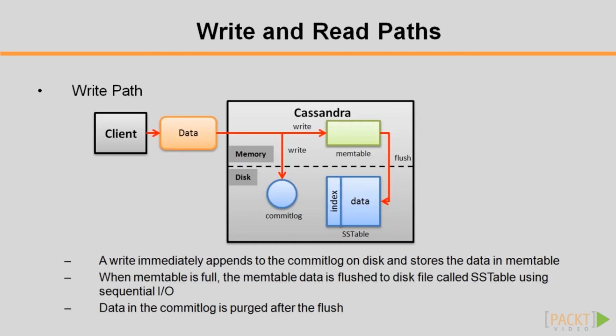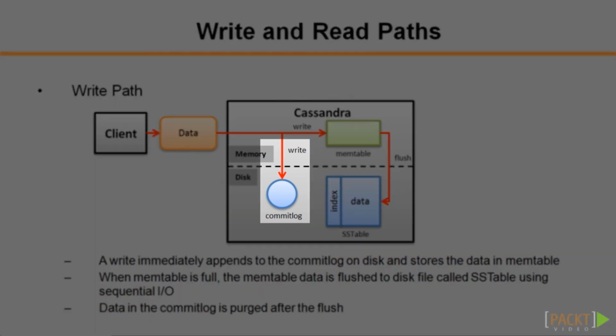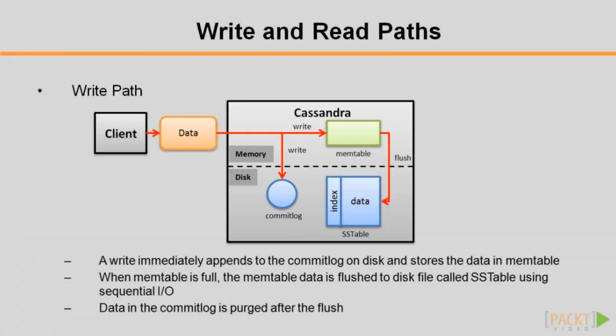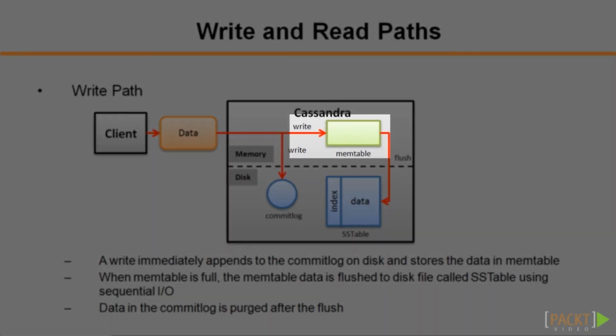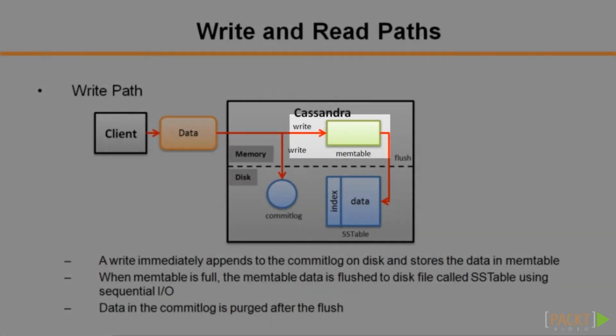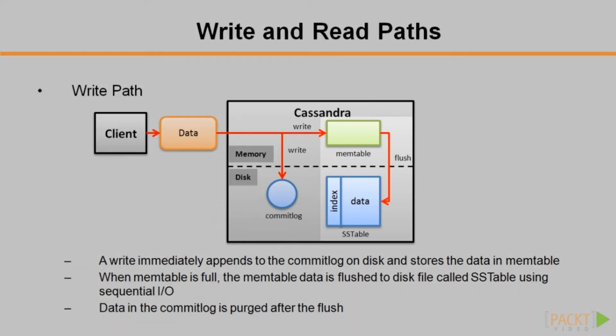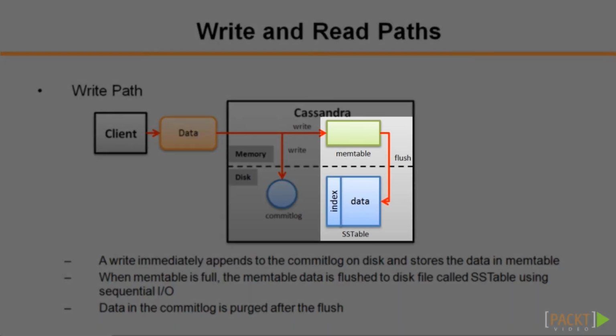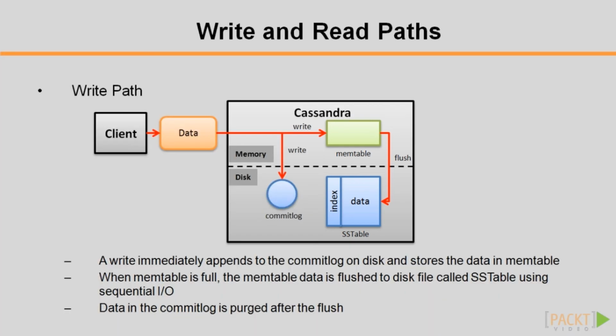First, let's look at a write operation. The components and their sequence of executions form a write path. When a write occurs, the data will be immediately appended to the commit log on disk to ensure write durability. Then Cassandra stores the data in memtable, an in-memory store of hot and fresh data. When memtable is full, the memtable data will be flushed to a disk file called sstable using sequential I/O. And so, random I/O is avoided, and it's the reason why the write performance is so high. The commit log is purged after the flush.